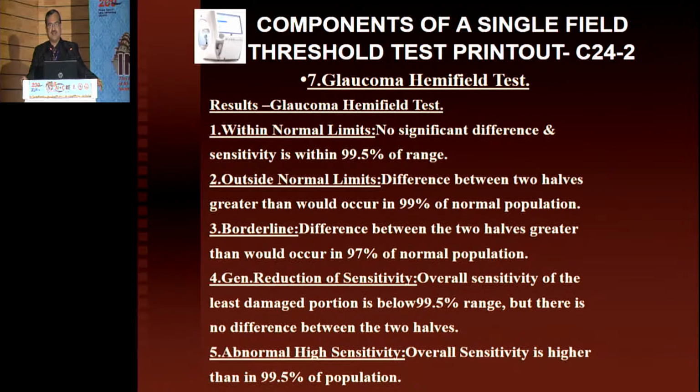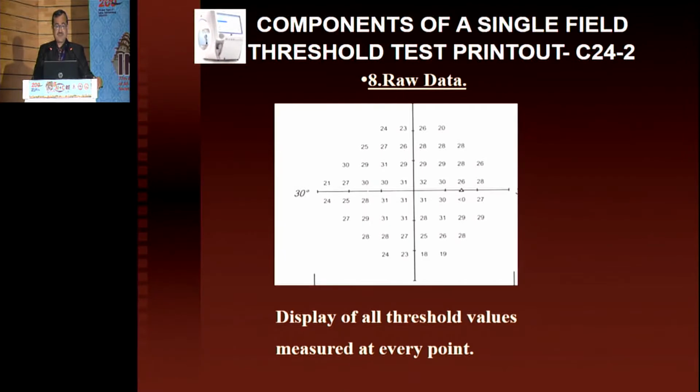Whereas by the glaucoma hemifield test, if the difference between the two halves is greater than would occur in 99% of the normal population, that means the difference between the two hemifields is seen in only 1% of the population, it is outside normal limits. And if the difference between the two hemifields is such that it is seen in 3% of the population, that means the defect is slightly less, and that constitutes your borderline. So these are all the 5 glaucoma hemifield test results that you get in the printout that help you to diagnose glaucoma. The raw data is the display of all threshold values measured at every point.